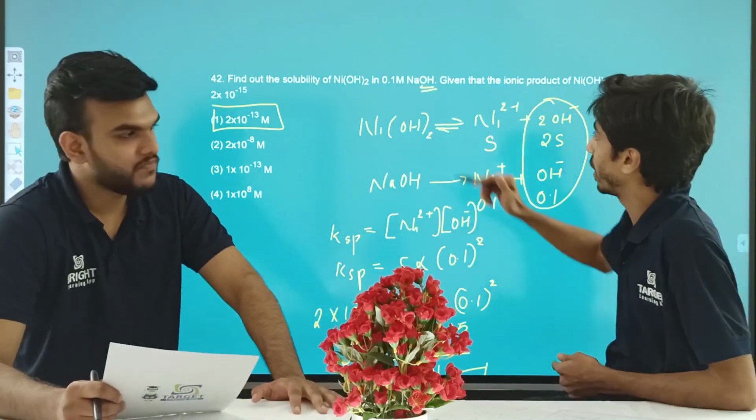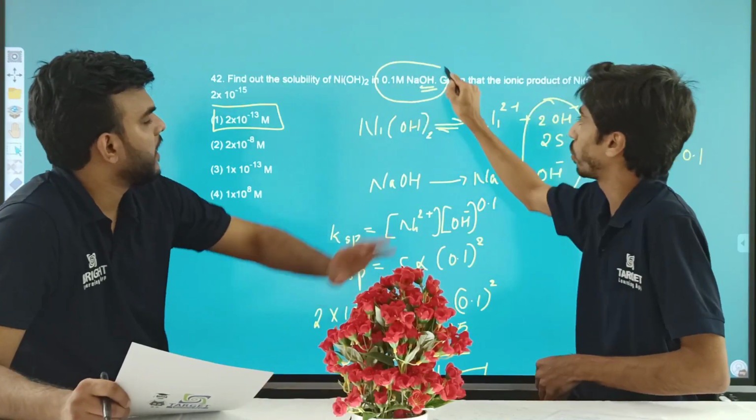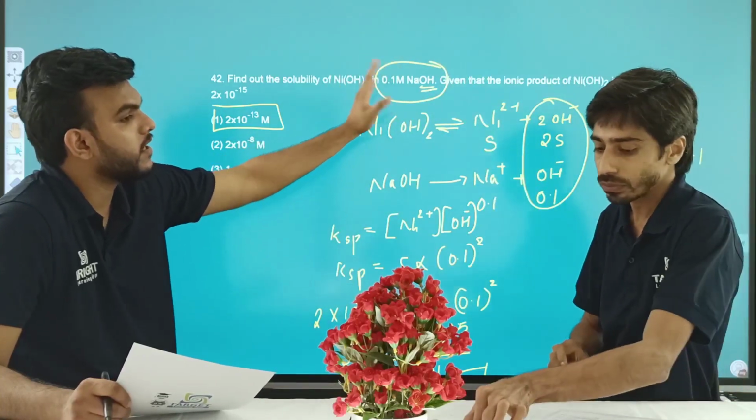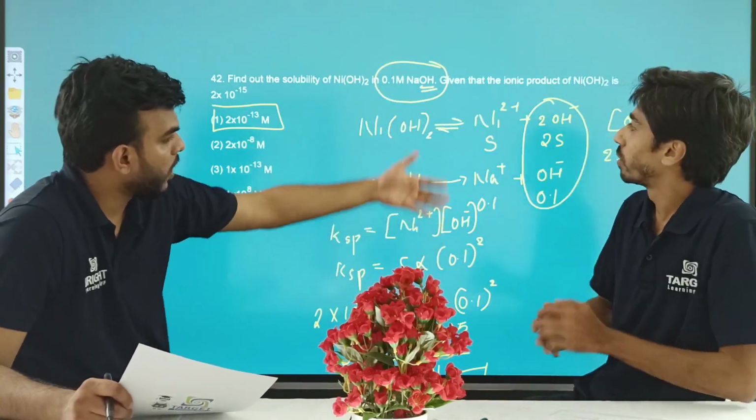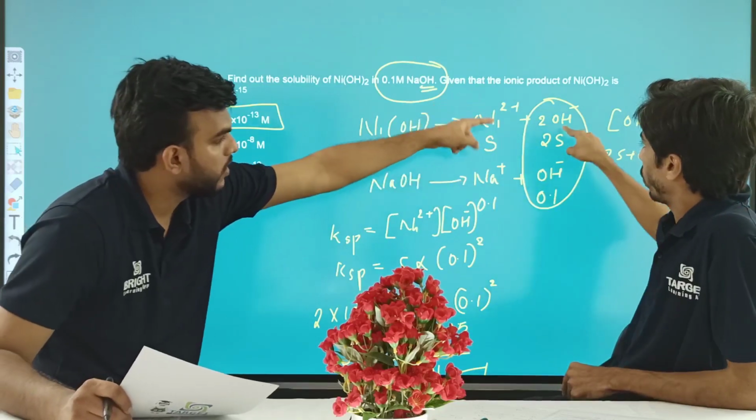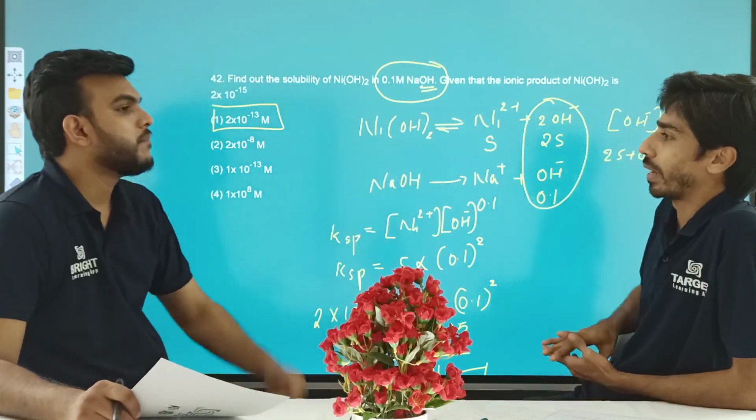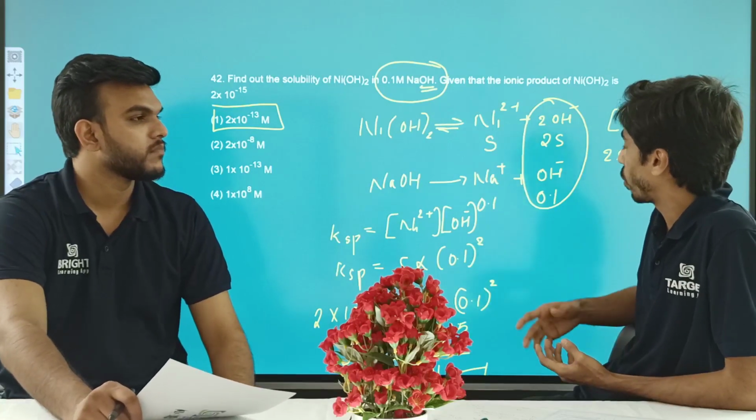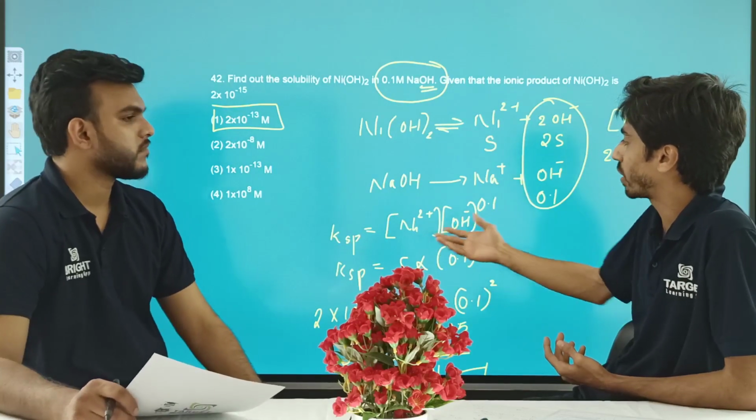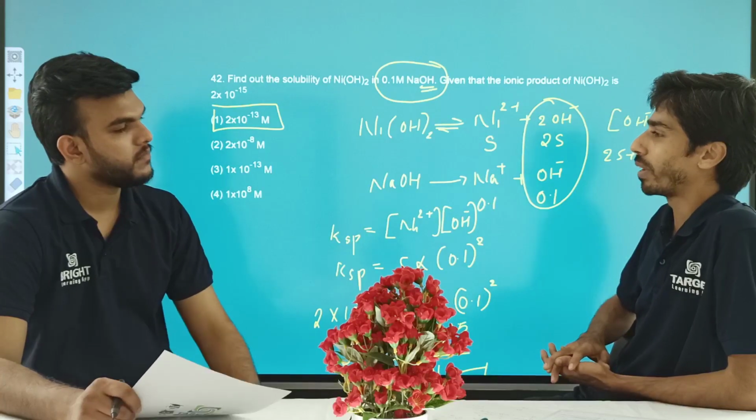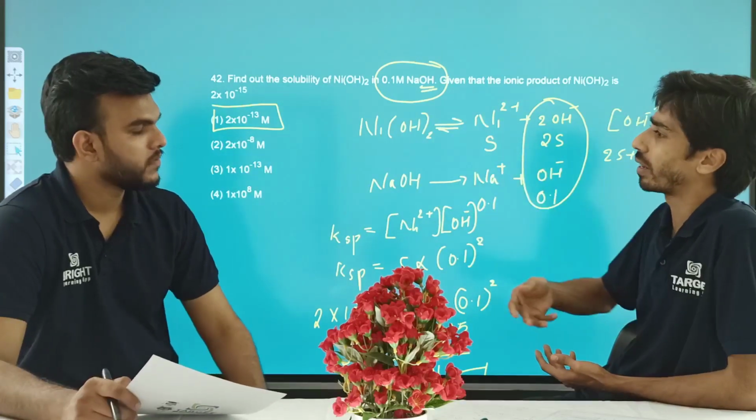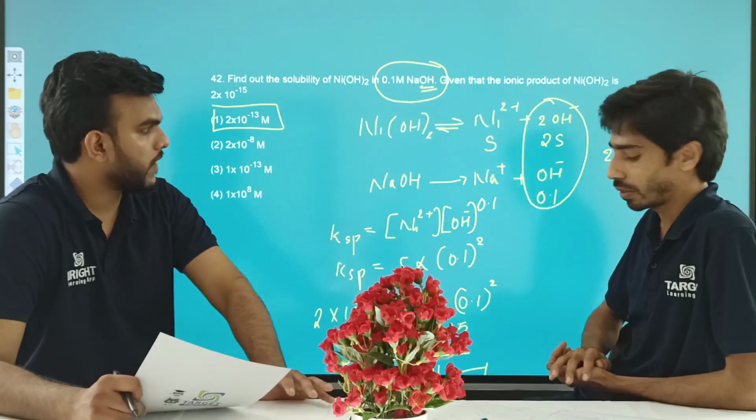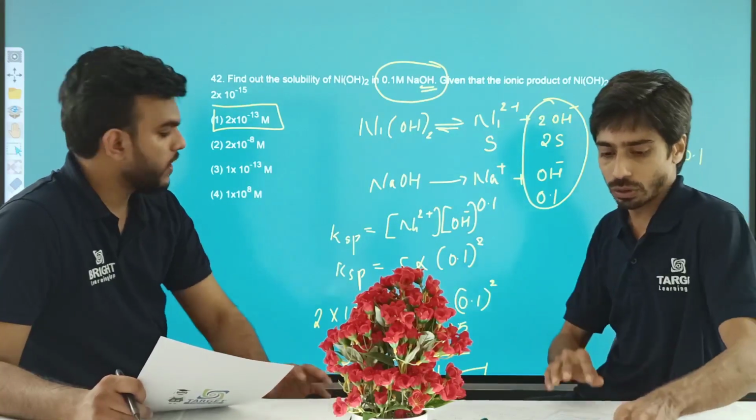They have considered this 0.1 NaOH, so both the equations contain the OH. So we have to take 2S plus 0.1, and the 2S is neglected. Otherwise, if we do not neglect it, our equation will get complicated and we will not get the perfect answer. So it's better to neglect and go ahead. We'll go to the next question.